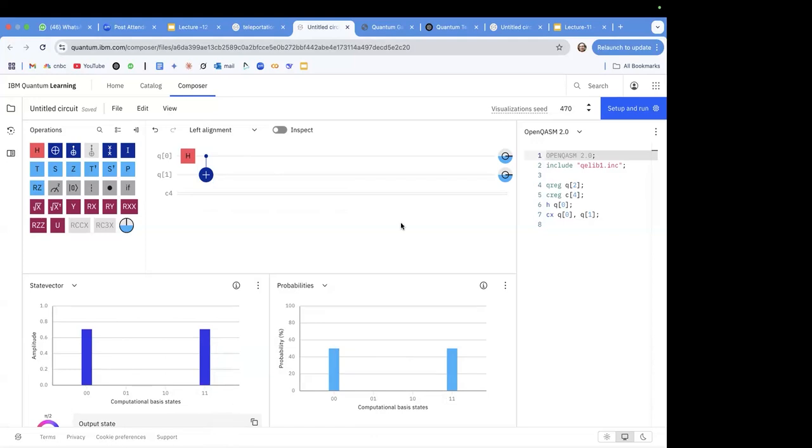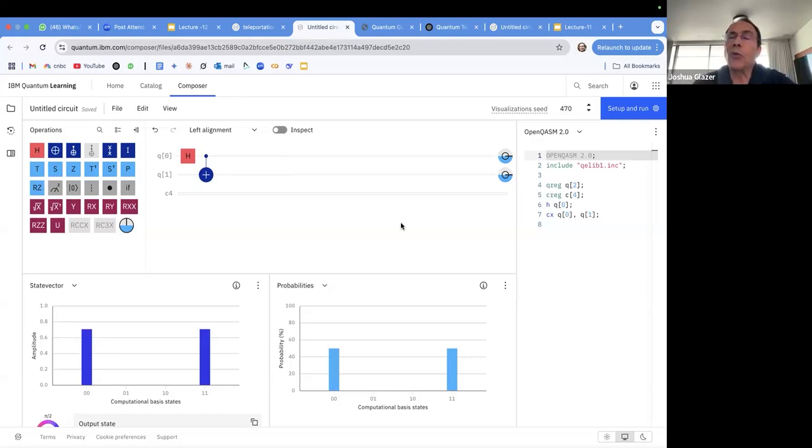Maybe if you put Hadamard on the Q1, the Q0 will change also. I can put a Hadamard, but how will I know whether we are entangled or not?